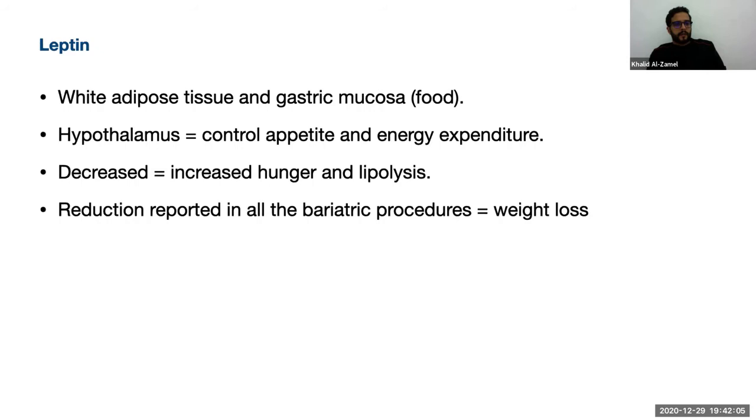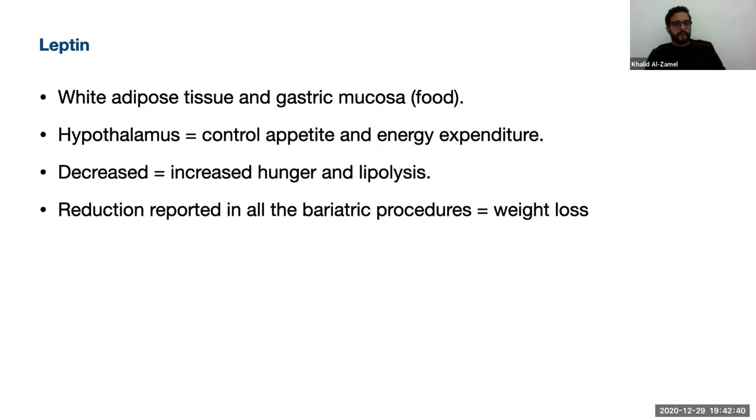Leptin is a hormone found in white adipose tissue, mainly the peripheral and skeletal white adipose tissue, and gastric mucosa. Gastric mucosa will release leptin in response to food. This leptin crosses the blood-brain barrier. It will act at the level of the hypothalamus, controlling appetite and energy expenditure.